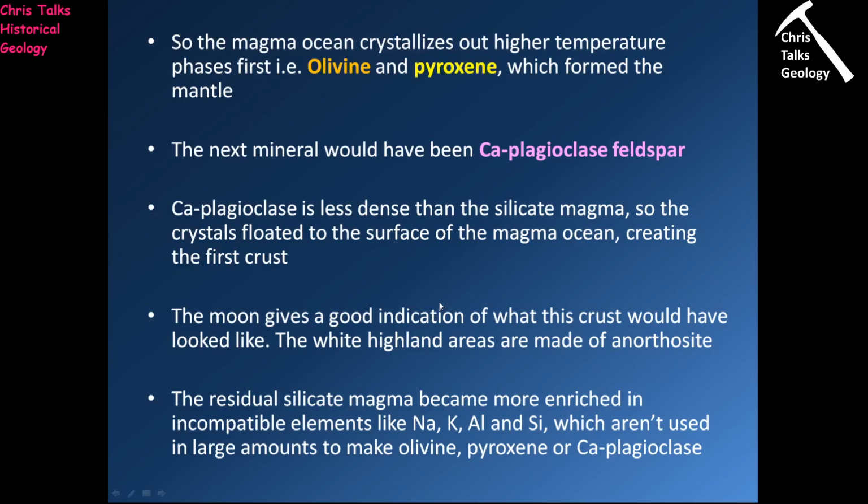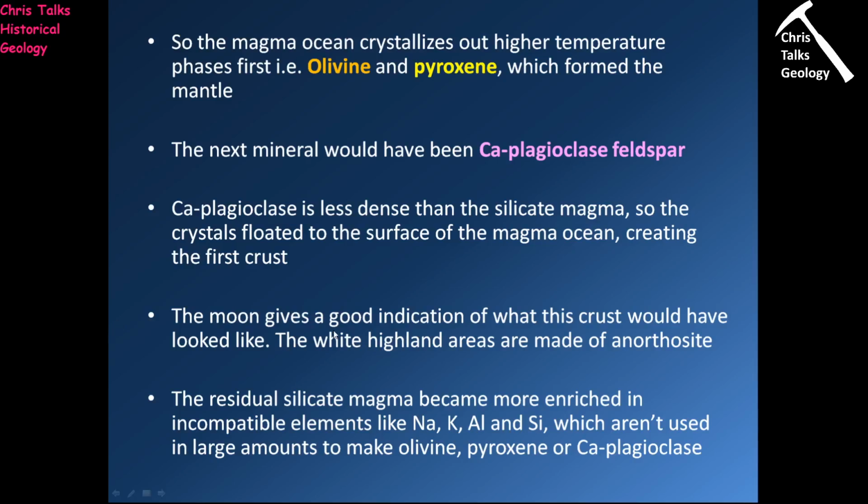And if you want some kind of idea of what the Earth's first crust will look like, look at the lunar highlands. So the lunar highlands are the white bit of the moon. And so what you have there is a rock called anorthosite. And anorthosite consists of nothing but plagioclase feldspar, more accurately, very calcium-rich plagioclase feldspar. And so it's pretty likely that the Earth's first crust would have looked something like the lunar highlands.